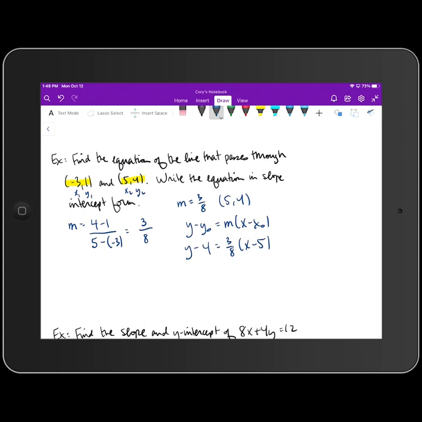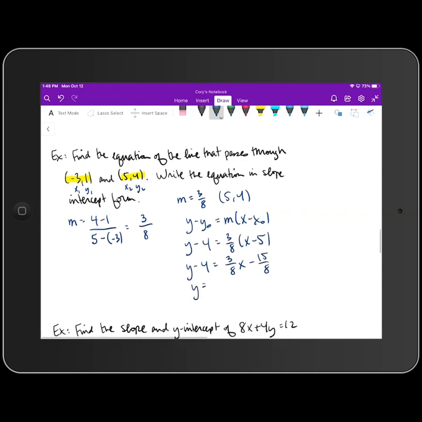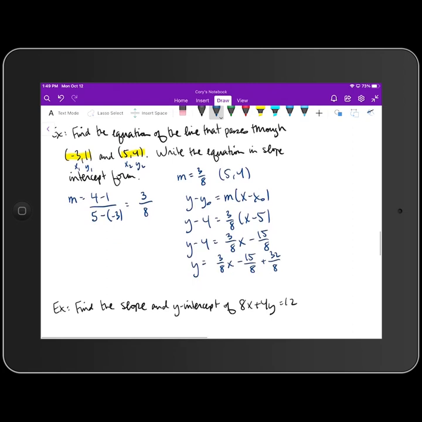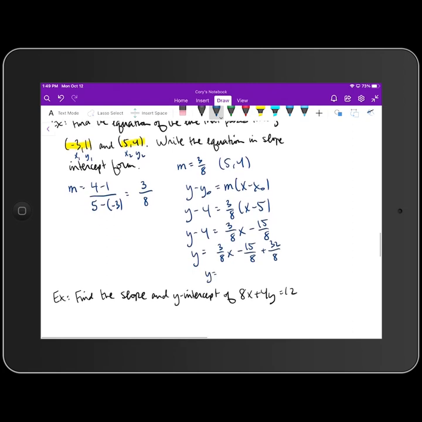If I want to write it in slope-intercept form, I have to distribute on the right-hand side. So that's going to become 3/8 x minus 15 over 8, and then I'm going to isolate y by adding 4. Now, adding 4 to both sides, if I want that common denominator to be 8, adding 4 is like adding 32 over 8. So that's going to make y equal to 3/8 x. Negative 15 over 8 plus 32 over 8 makes 17 over 8.